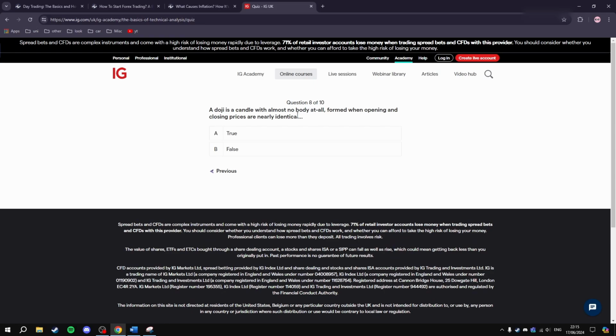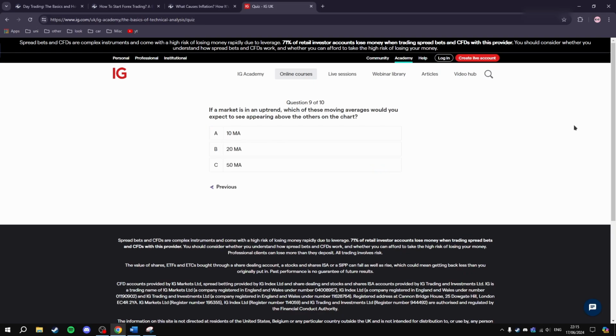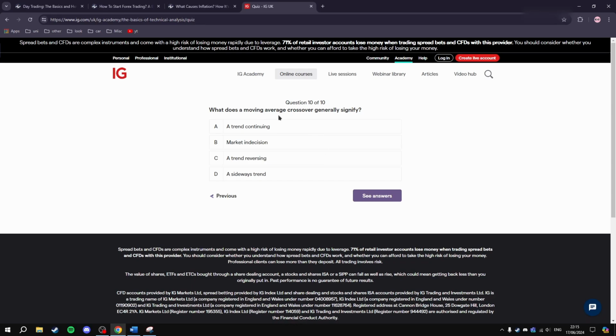Doji is a candle with almost no body at all, formed when opening and closing prices are nearly identical. True, because it signifies indecision in the market. If the market is in an uptrend, which of these moving averages would you expect to see appearing above the others on the chart? Uptrend, the faster ones come top, so 10. What does a moving average crossover generally signify? Trend reversing.